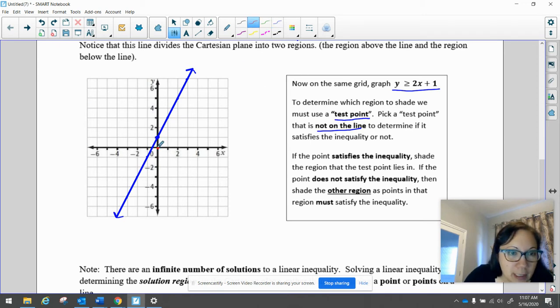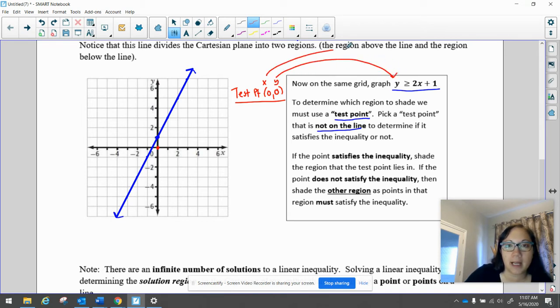If 0, 0 is not on my line, it's always the easiest to use because everyone loves calculating with zeros. Okay, so I'm going to choose as my test point 0, 0. And I would say to choose 0, 0 every time unless it's on the line, in which case you'd have to choose something else. So remember, this is my x and my y coordinate. I'm going to put the y coordinate in for the y and the x coordinate in for the x.